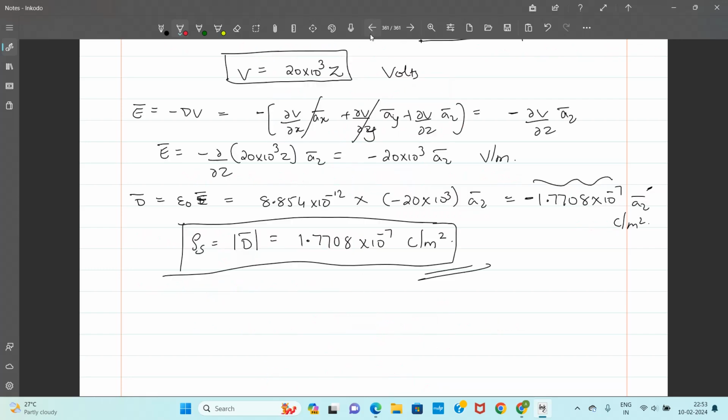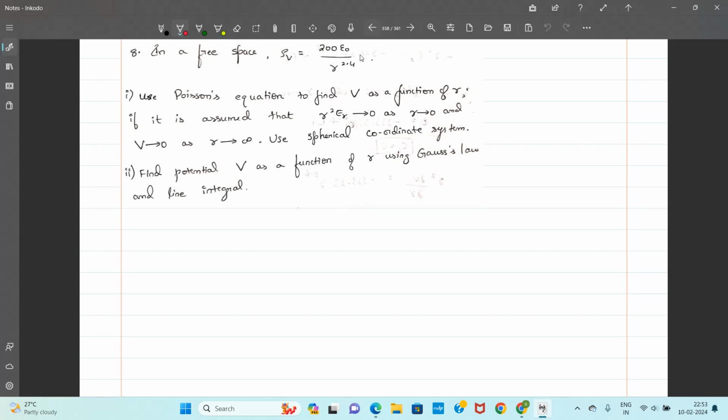Right? So we'll go back to the second question which I have mentioned before. Here in this question they've given in free space rho v is equal to 200 epsilon naught divided by r to the power 2.4. Okay, so the first part of the question, there are two subparts here. First one is you're supposed to use Poisson's equation to find the potential as a function of r.